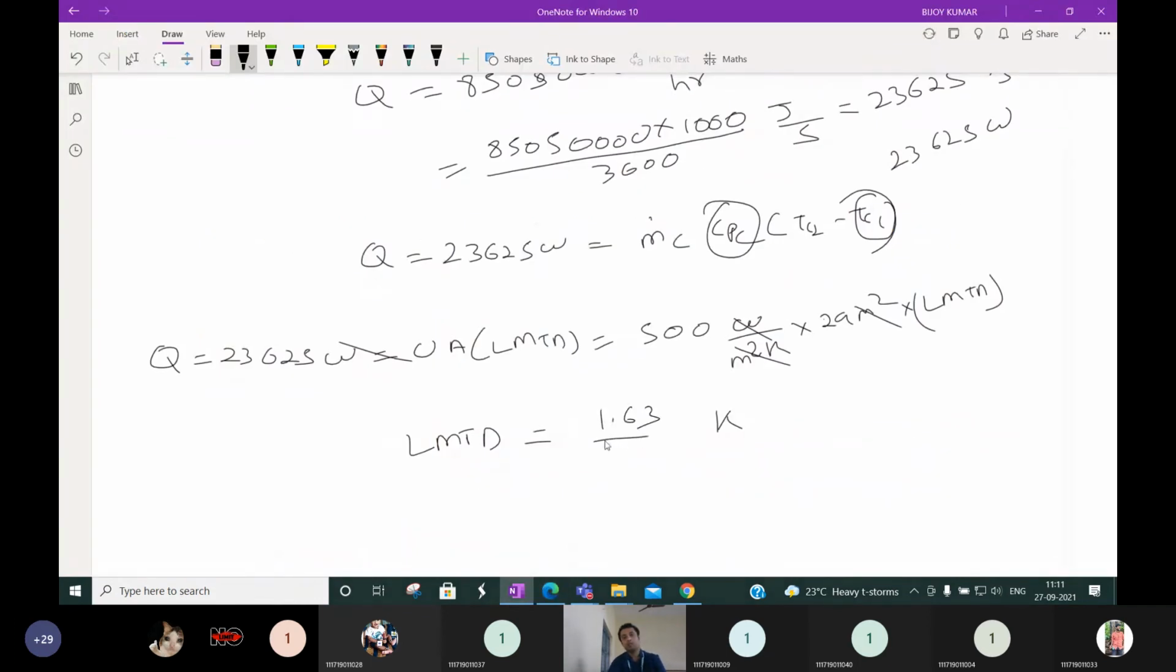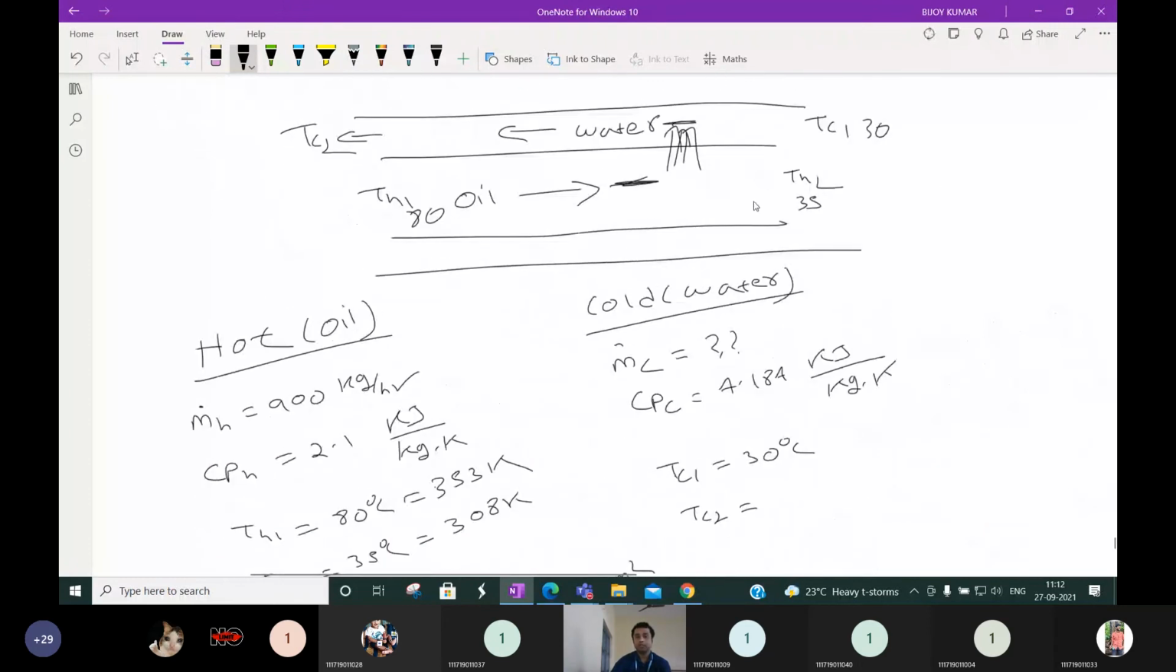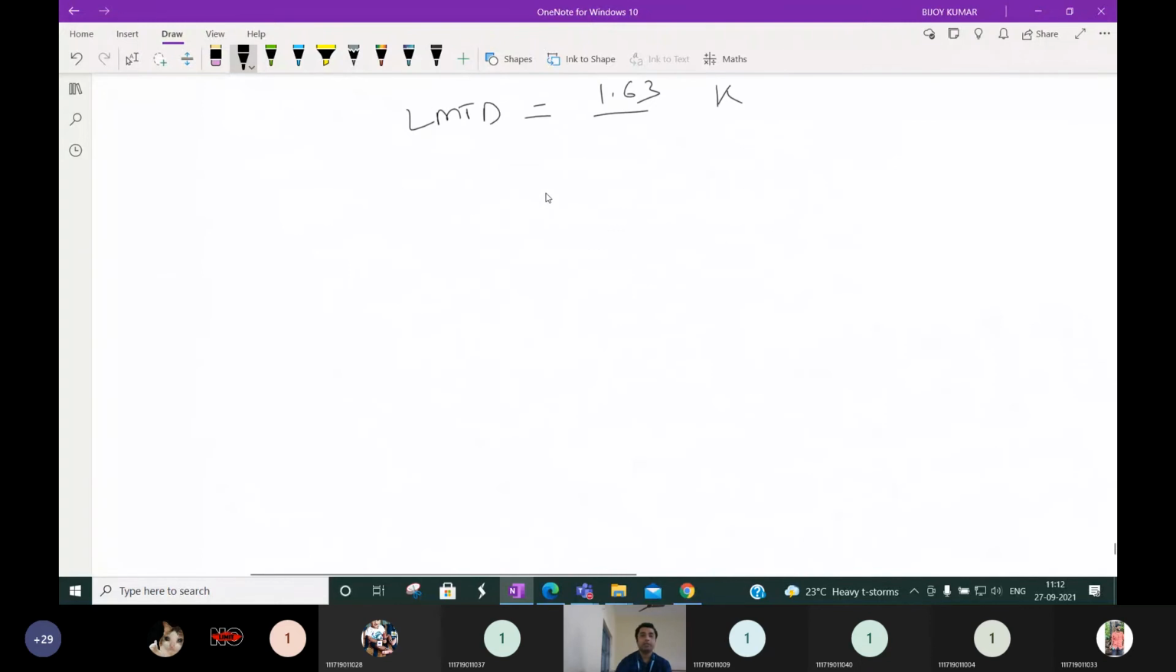1.63. Okay. But our aim is to calculate TC2. So from LMTD we can calculate TC2. How? Let us draw the diagram. This is a counterflow heat exchanger. So let us draw the diagram first.